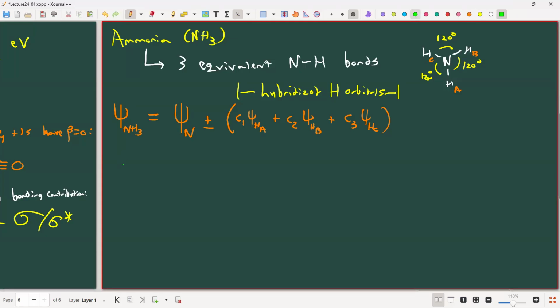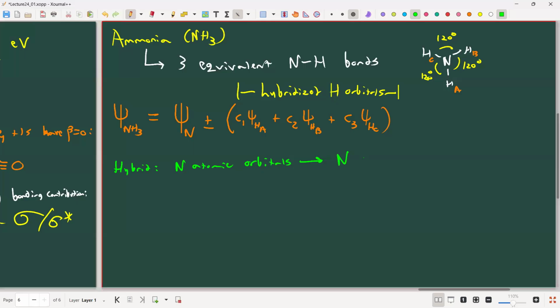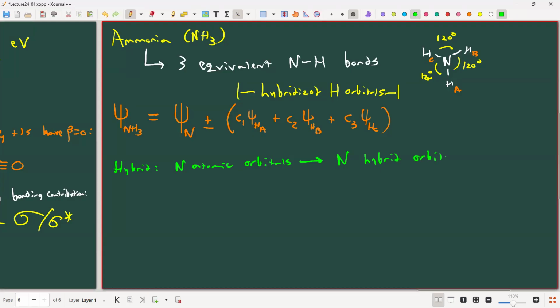So hybridization says in atomic orbitals, I get N hybrid orbitals. Now, to figure out which are the 3 is a little tricky. You have to use a little bit of symmetry now. But let's think about it like this.